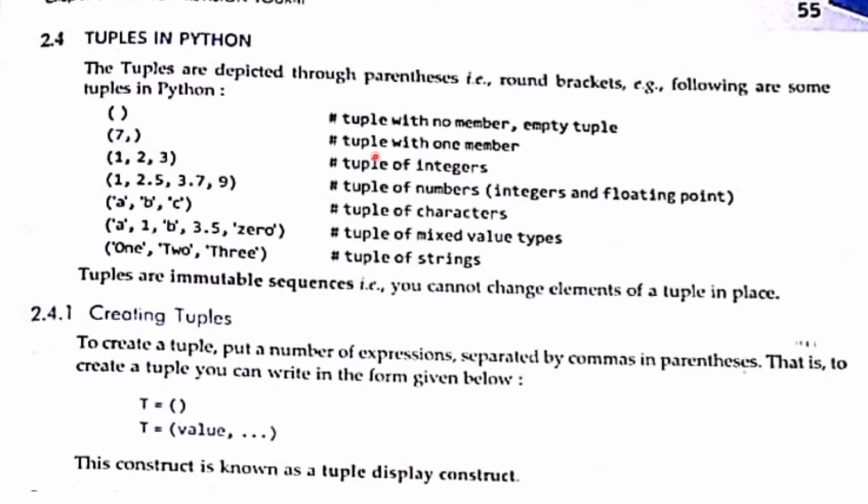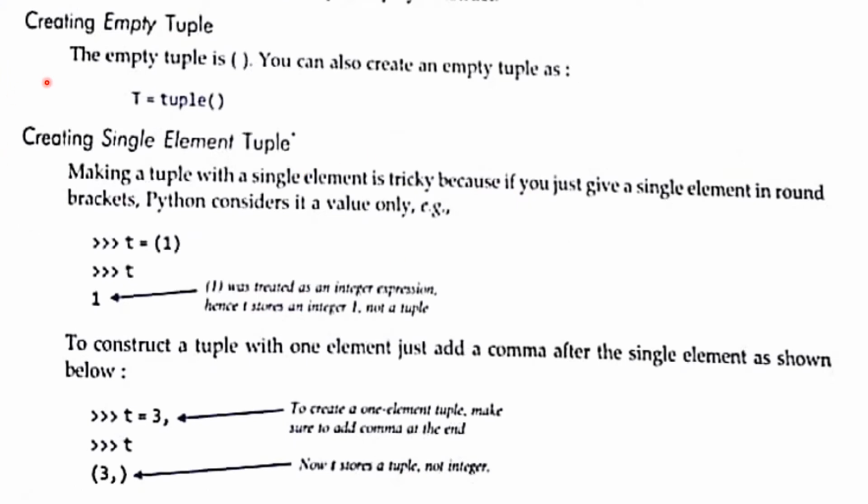Next is tuple of integers, the same as of list, tuple of numbers, tuple of characters, tuple of mixed values, and tuple of strings. Creating empty tuples, we have already seen, an empty tuple is created with parenthesis without any value. Creating a single element tuple, that I have already discussed. If you put a single element in a tuple, then do not forget to use a comma after the element.